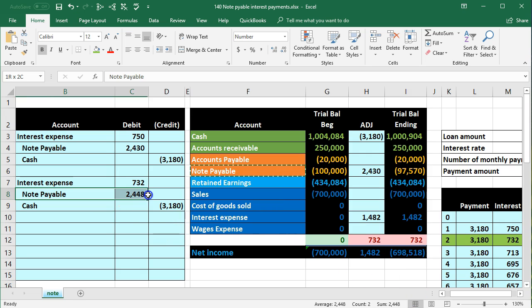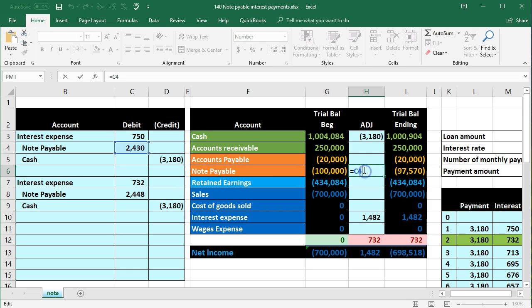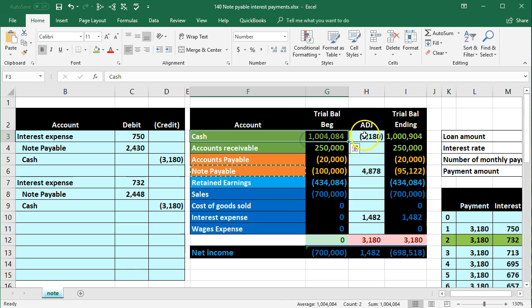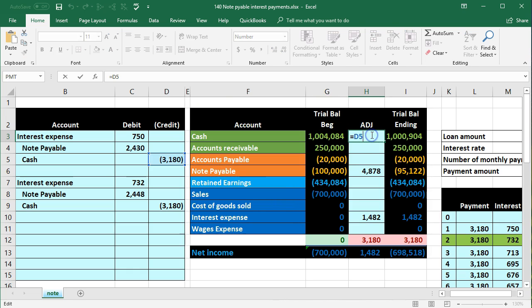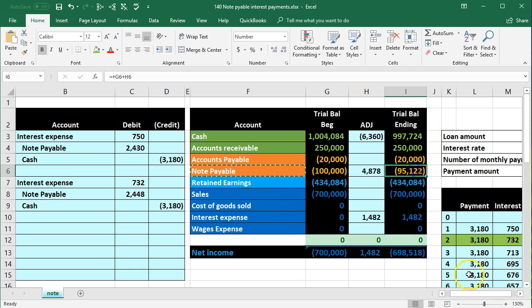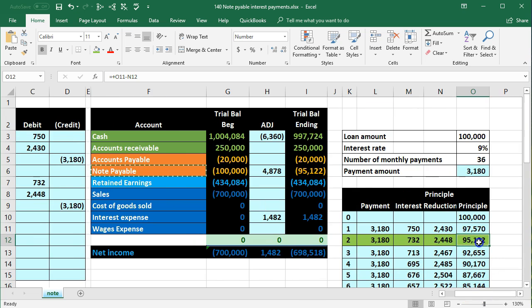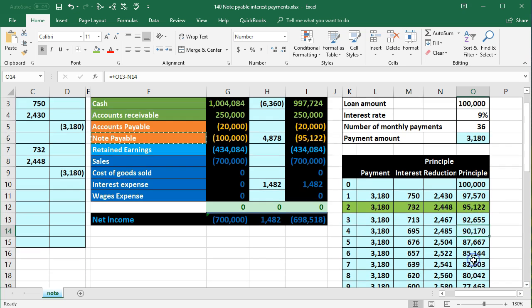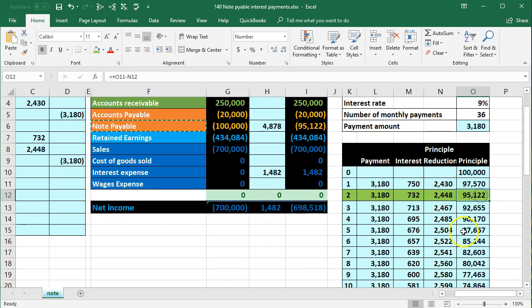And then we'll go to the note payable. Here's notes payable. Something's in it, so I'm going to double click on it, go to the end of it, plus, point to that 2,448, bringing it down. And then here's cash. We'll go to the middle, double click, end of it, plus 3,184, bringing the cash down. So now this amount here, this 95,122, is matching this amount. And that should be the case as we go through this. So we'll do this every time, every month. This amount will always tie out.